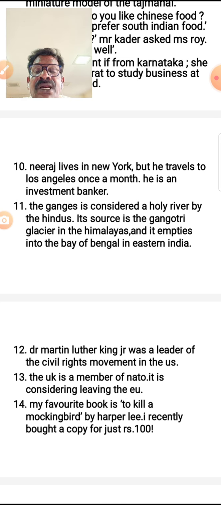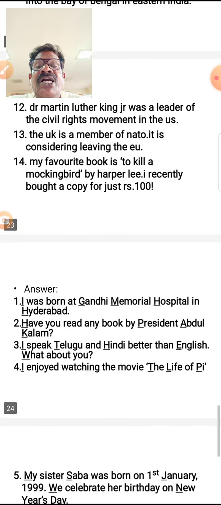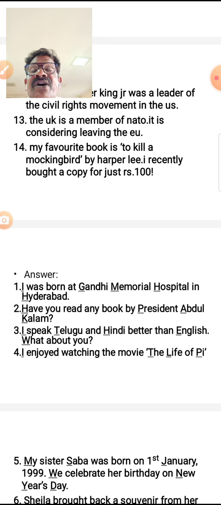Number 14, the last one, my favorite book is To Kill a Mockingbird by Harper Lee. I recently bought a copy for just rupees 100. So these are the 14 sentences that have been given on page number 35 in lesson 2 for your knowledge, right? And for your comfort, my answers also have been done by me.